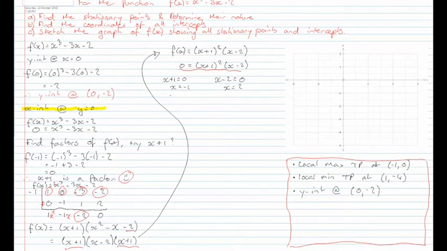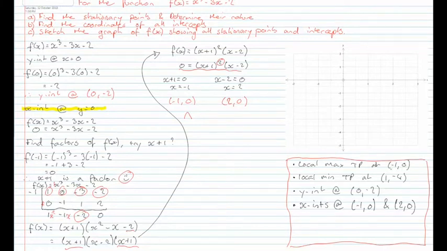So the x-intercepts occur at the point negative 1, 0, which also happens to be a turning point because it's a squared value here, and of course at the point 2, 0. So let's go down and write that relevant information into our box down here. So therefore x-intercepts are at negative 1, 0, and 2, 0. Now finally the last question says sketch the graph of f of x showing all stationary points and intercepts.